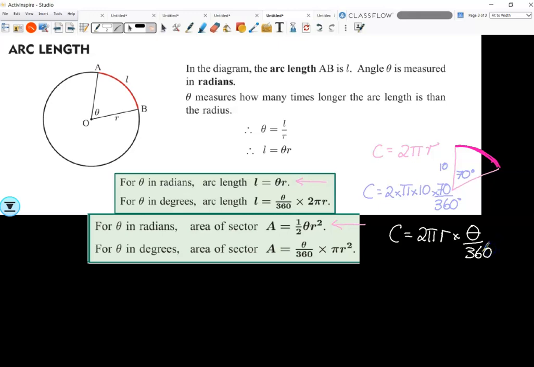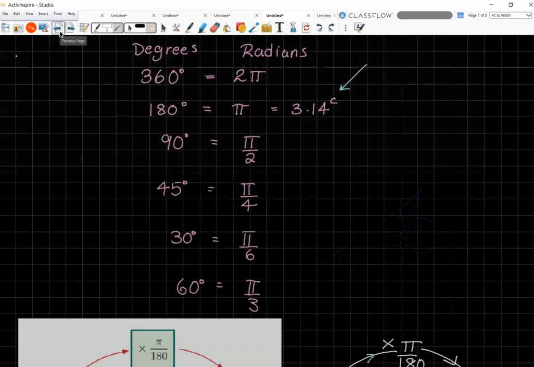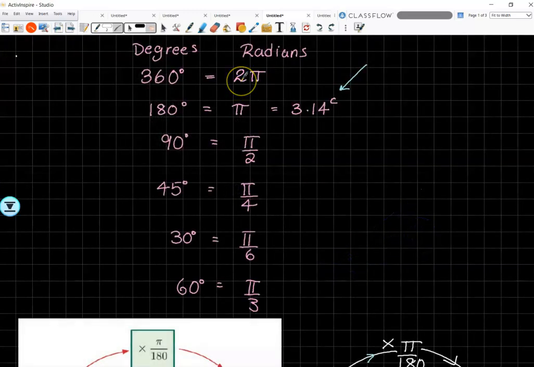But what are we saying 360 degrees is in radians now? Oh, they're silent. 2 pi is 360 degrees.